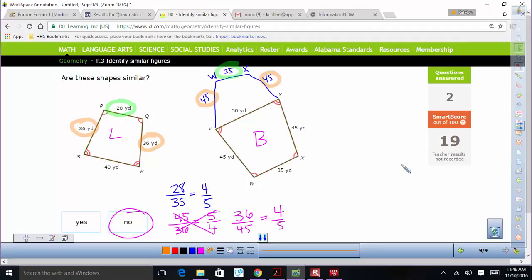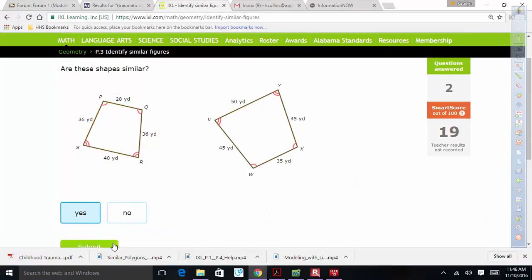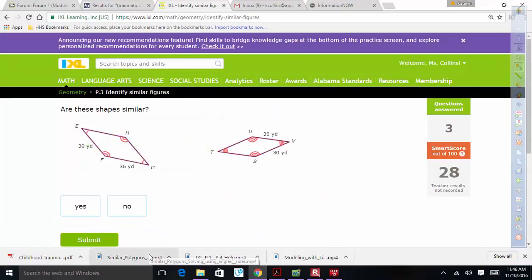Okay, now we have to test our last side. And so our last side would be 40 and 50. So remember, we went little to big, so we would have to do 40 over 50, and we know that reduces to 4 over 5. So this would actually be, yes, the two are similar. Okay, hope that helps out.